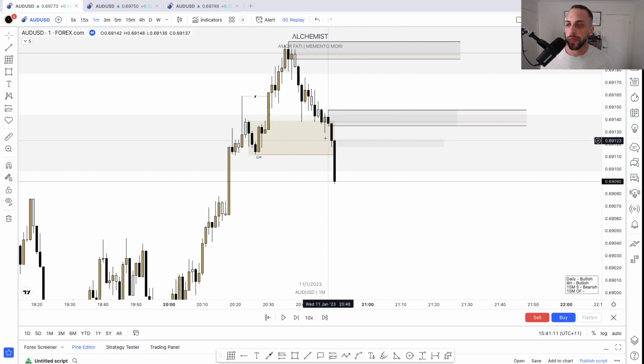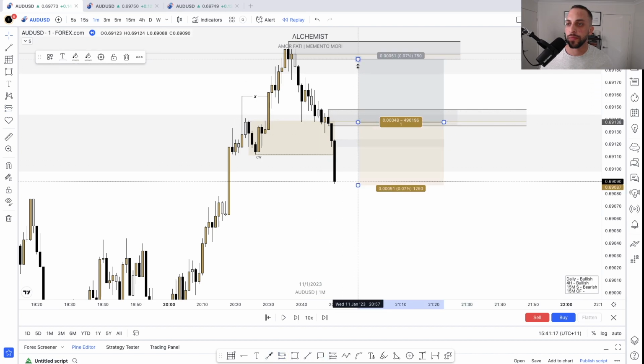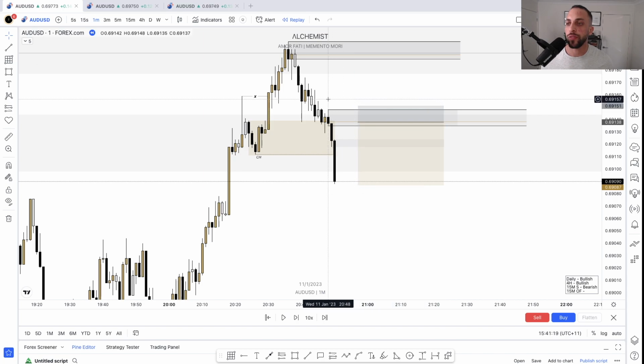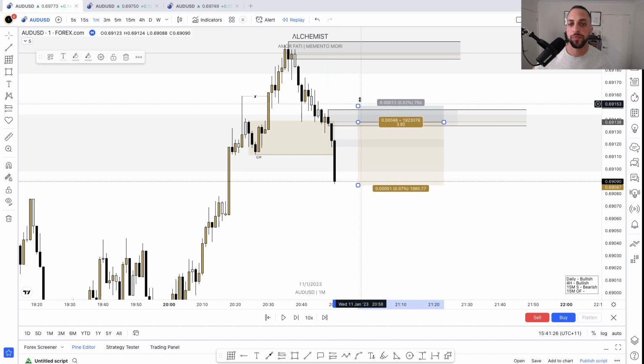Perfect. Refine it a little bit. And what do we want to do? We want to cover the high by at least 0.3. So the high here is 148, so 151. Okay, and this is only a 1.3 pip stop loss, right?